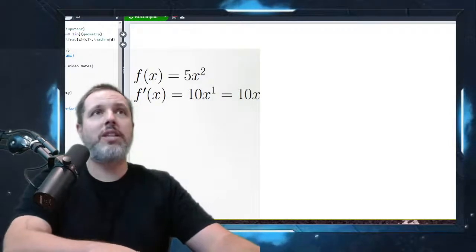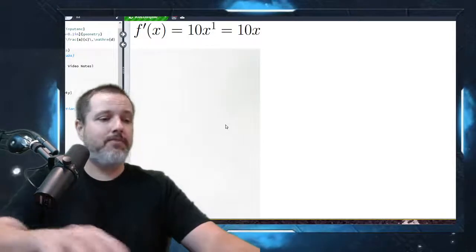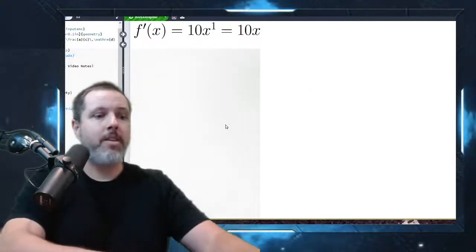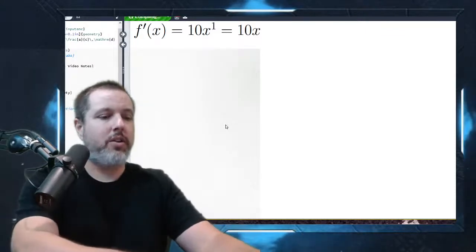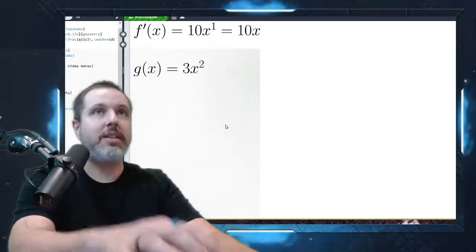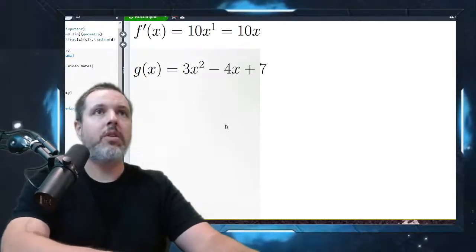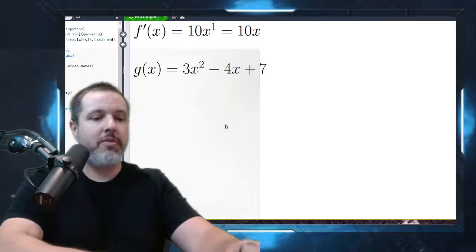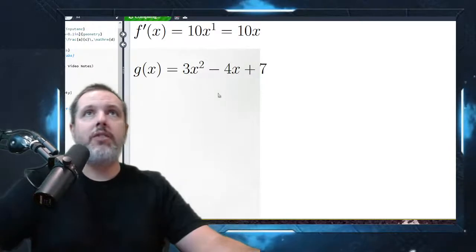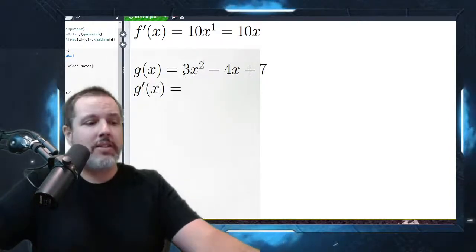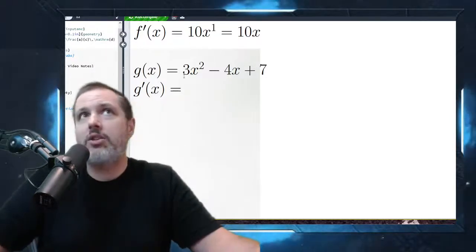So then we can start stringing these together. All right, what if I have a function that is g of x equals 3x squared minus 4x plus 7. Well, then g prime of x, well, let's see. If I bring the 2 down and multiply by 3, I get a 6. And then I've decreased my exponent by 1, so x to the 1 is just x.